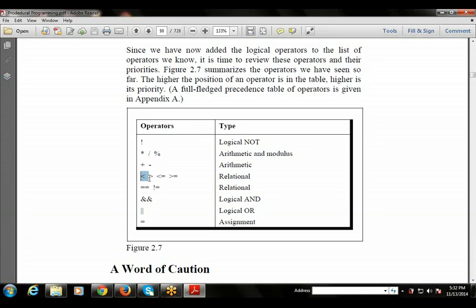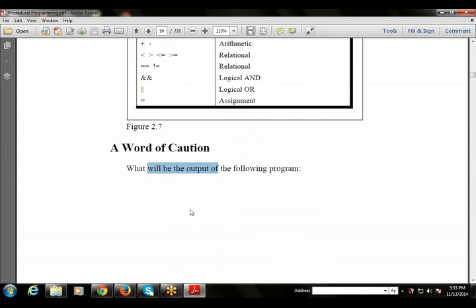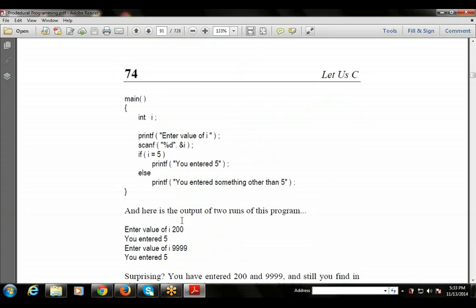Then there are the relational operators: less than, greater than, less than or equal to, greater than or equal to. Then the next level contains the comparison operator and the not equals to operator, which are also relational operators. Then at the next place there is logical AND, then logical OR, then assignment operators. These are the operators, their syntax, types and hierarchy that can be maintained in the C language.